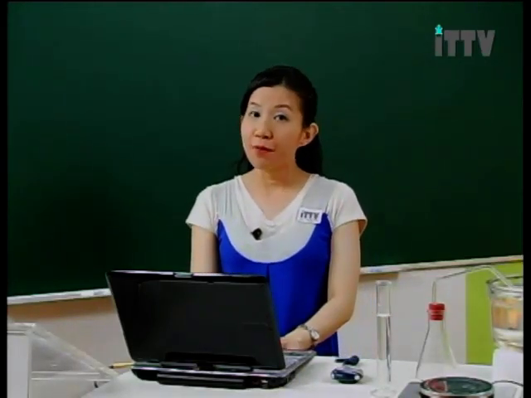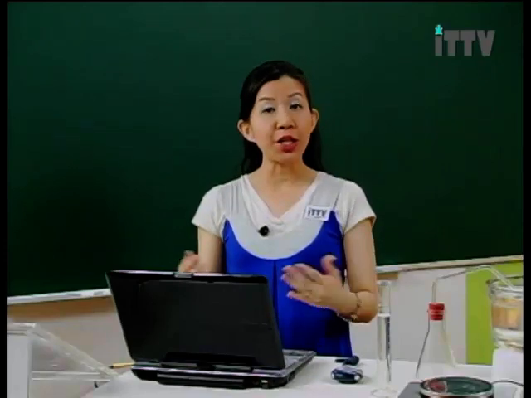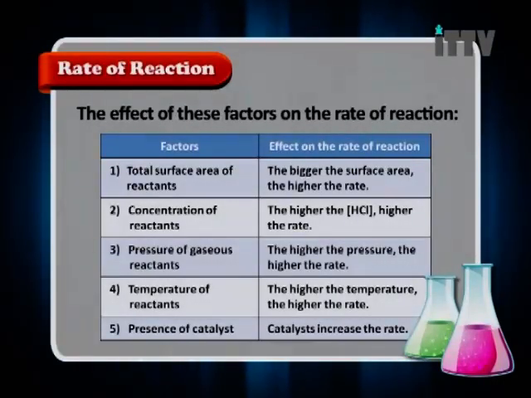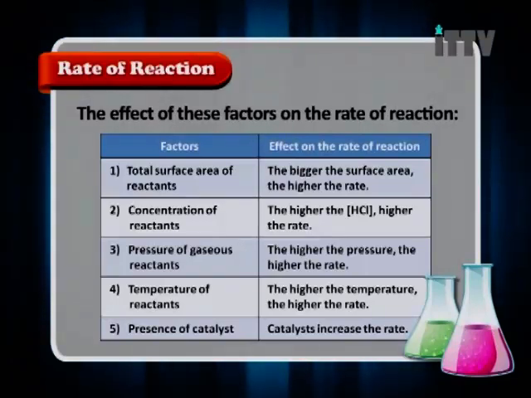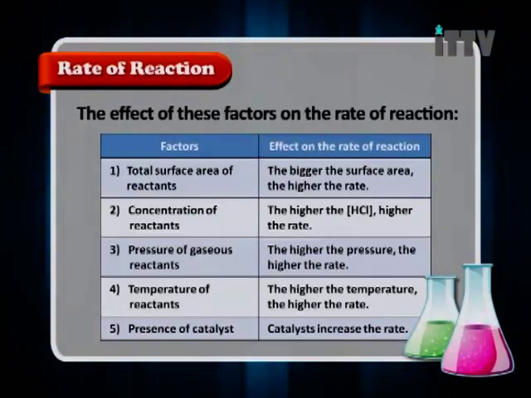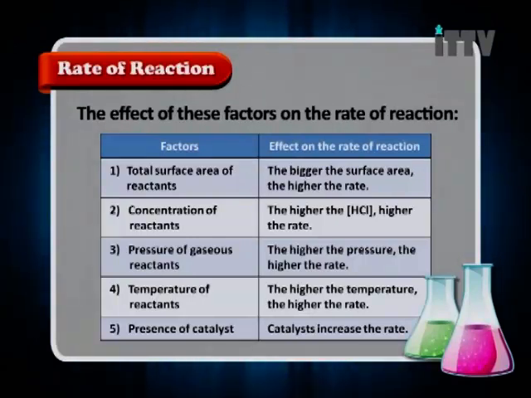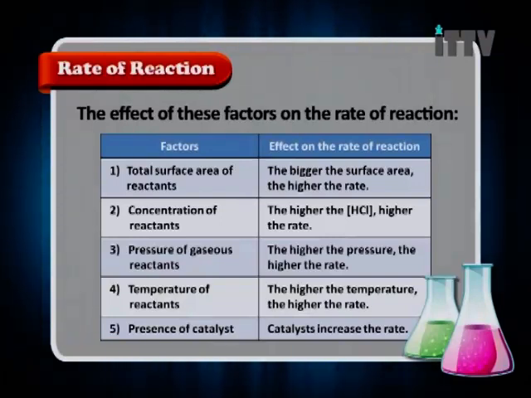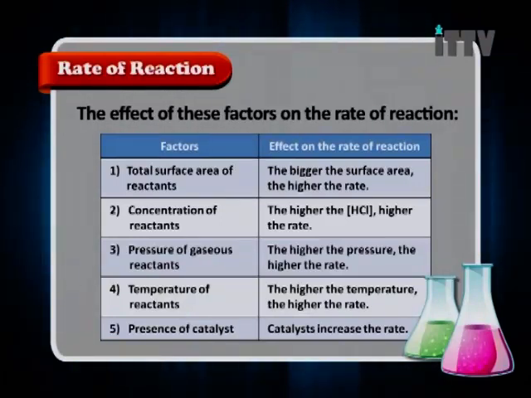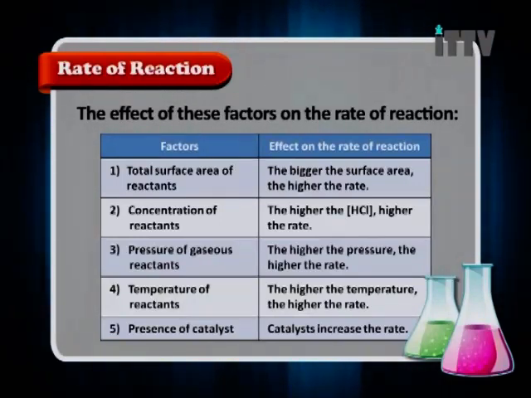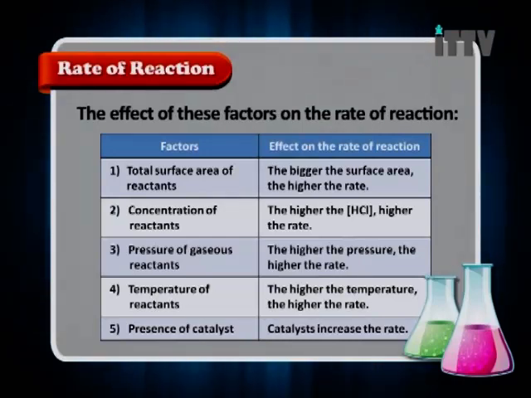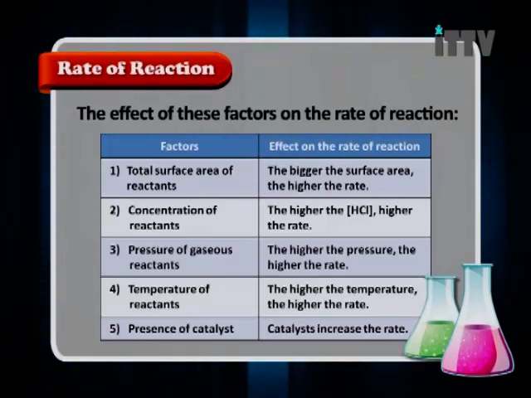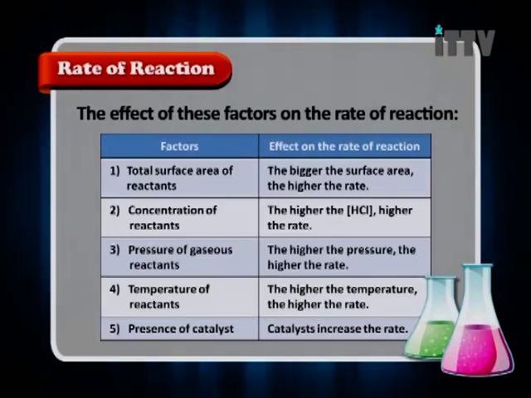Now, what are the effects of these factors on the rate of reaction? If we look at total surface area of reactants, the bigger the surface area, the higher the rate of reaction. Second factor, concentration of reactants. The higher the concentration of a reactant, for example hydrochloric acid, the higher the rate of reaction. Third factor, pressure of gaseous reactants. The higher the pressure, the higher the rate of reaction.